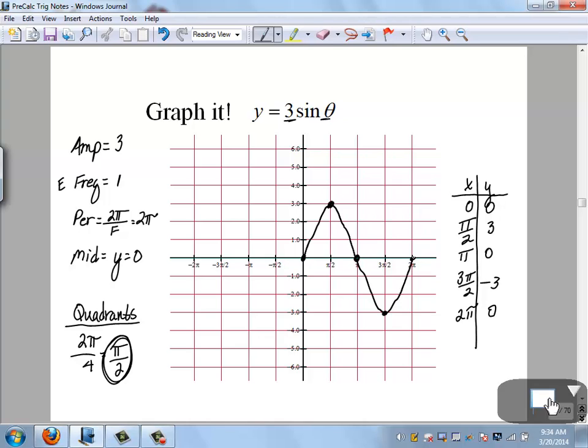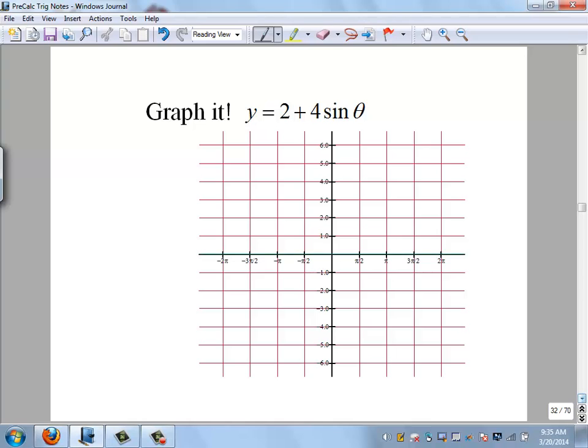I hope yours looks nicer than mine. And then if you have to graph it from negative 2 pi over, you can just repeat the pattern. Here, you don't need to show the table. Just repeat the pattern because you know it's periodic. And there, you've just graphed 3 sine theta. Okay?